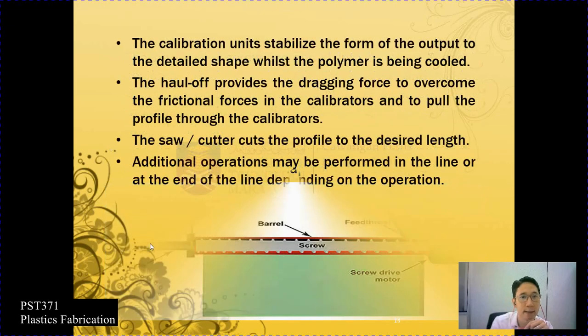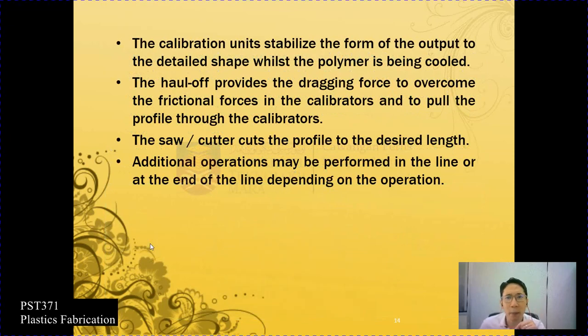Salah lah. Okay. The calibration unit stabilizes the form of the output to detail shapes while the polymer is being cooled. The haul-off provides the dragging force to overcome the frictional force in the calibrators and pull the profile through the calibrators. And then we have the saw and cutter. It cuts the profile to the desired length.